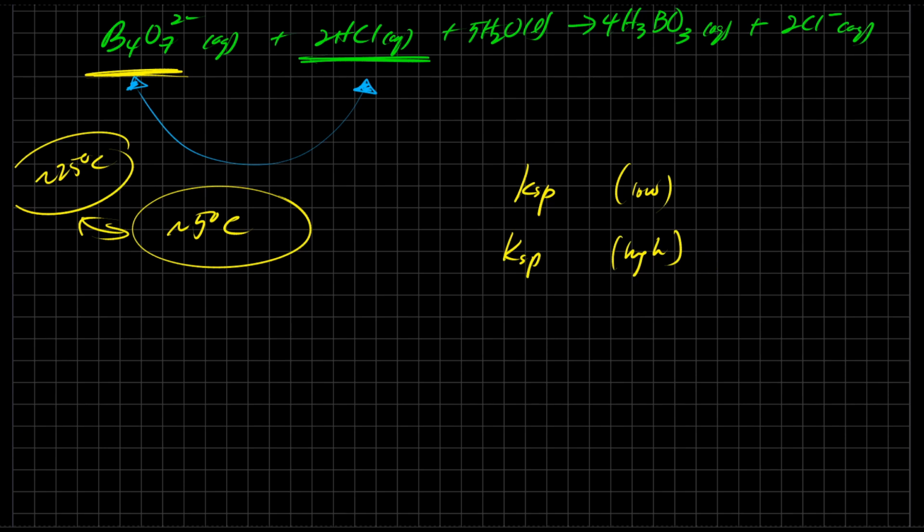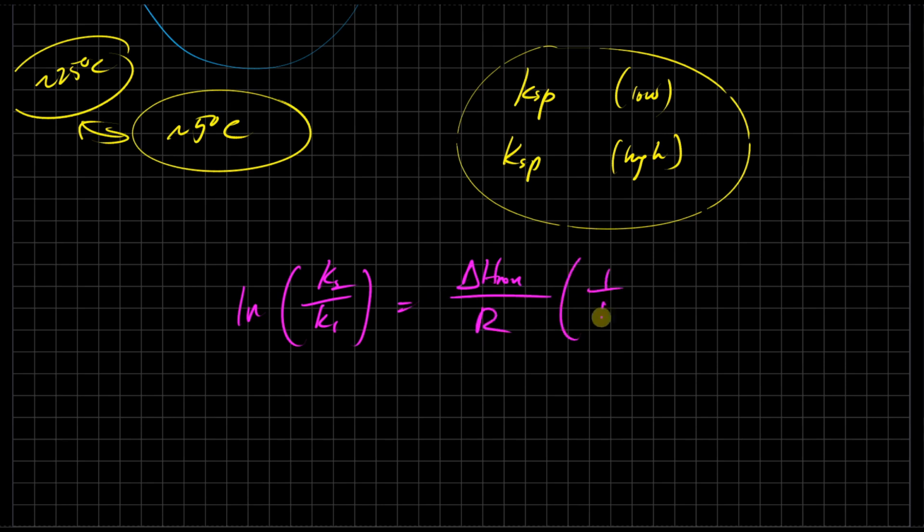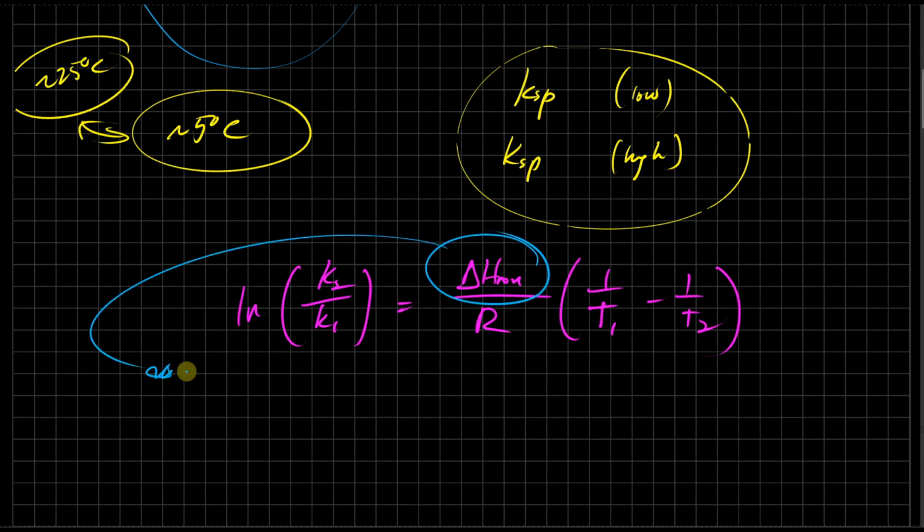So using these two K values, we can actually calculate the enthalpy of the reaction using this equation that you've seen a few times now. The natural log of K2 over K1 is equal to the delta H of your reaction over R, the ideal gas constant, times 1 over T1 minus 1 over T2, where T1 and T2 are your two temperatures, of course in Kelvin. So by doing this, we can find our enthalpy change for the reaction.